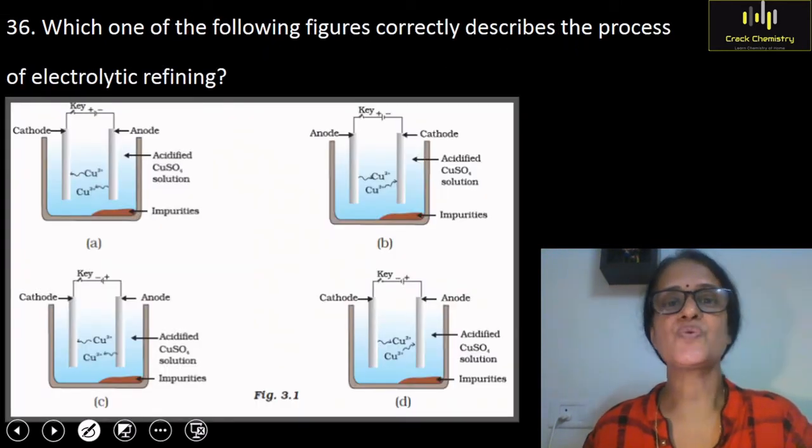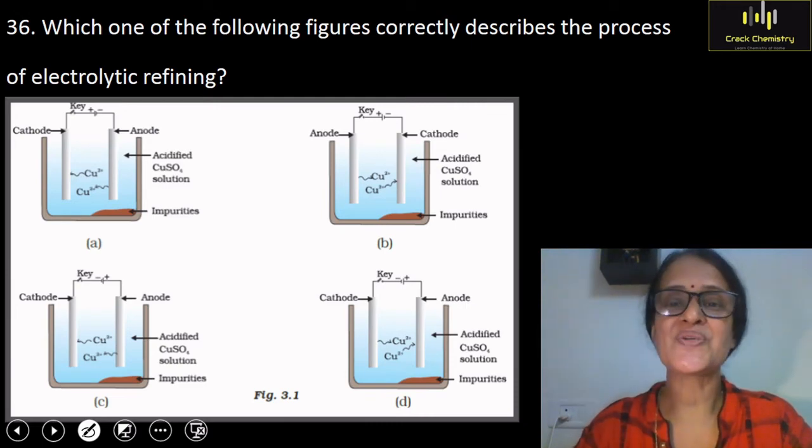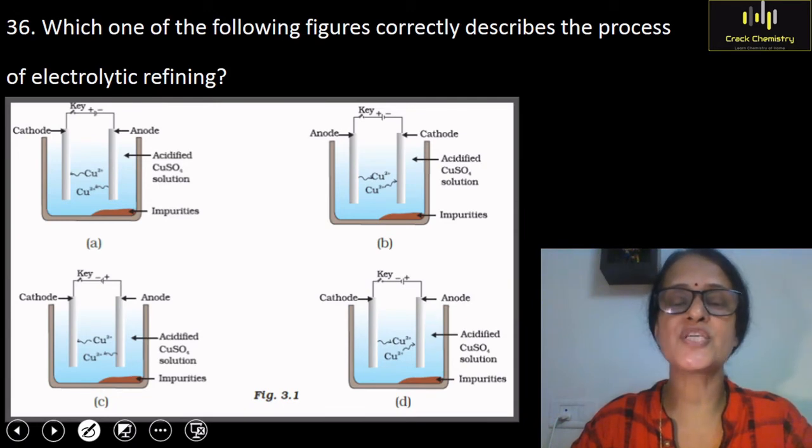Next question. In this question, you have been asked which one of the following figures correctly describes the process of electrolytic refining. What is electrolytic refining, children? Electrolytic refining is used for the purification of metals like gold, silver, etc. First we will see what refining is. Refining is the process of purification of metal which is obtained after a series of metallurgical operations. Because after a series of metallurgical operations, the metal which we get is still not 100% pure. It has some impurities. For removing these impurities, metals are subjected to the process of refining.